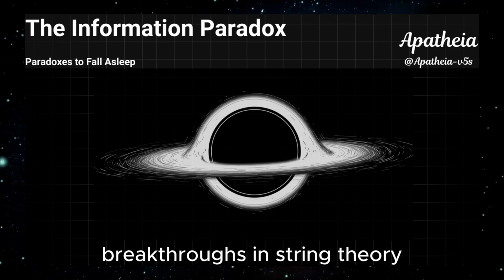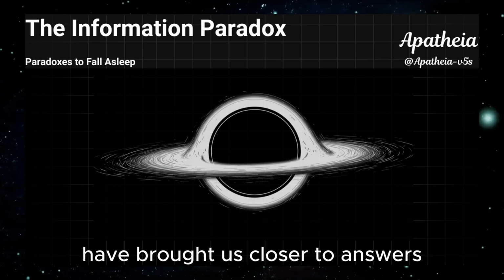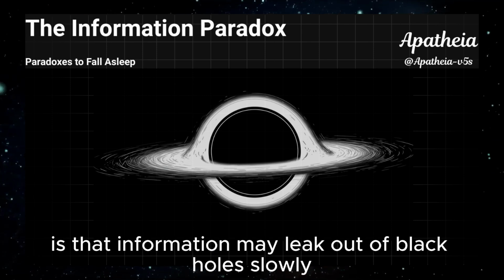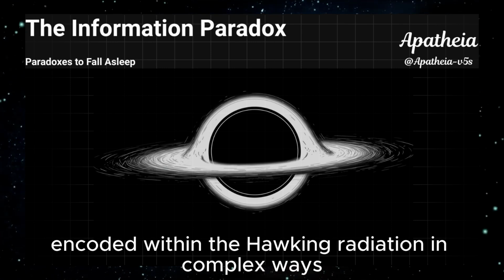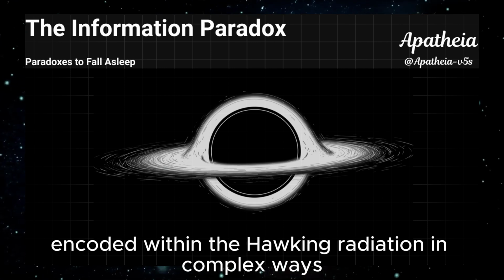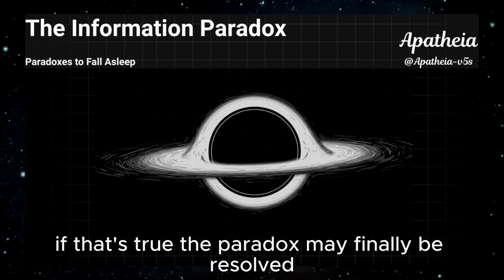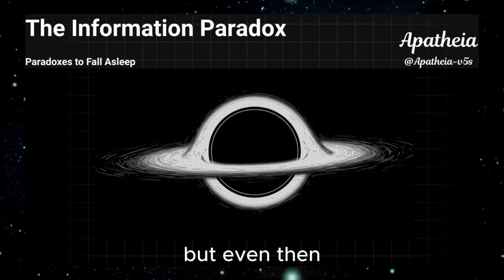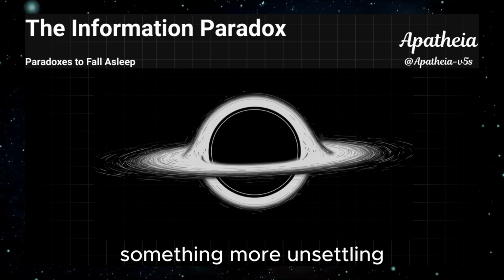In recent years, breakthroughs in string theory, quantum gravity, and black hole entropy have brought us closer to answers. The idea gaining traction today is that information may leak out of black holes, slowly, subtly, encoded within the Hawking radiation in complex ways, like a message in a bottle, scattered across time. If that's true, the paradox may finally be resolved. But even then, we are left with something deeper, something more unsettling.